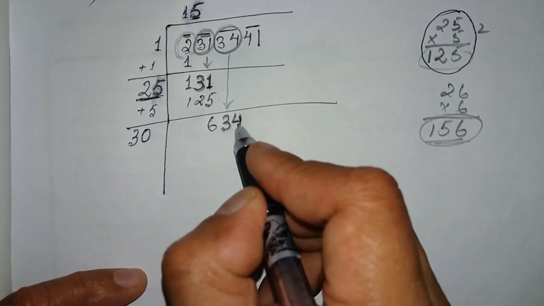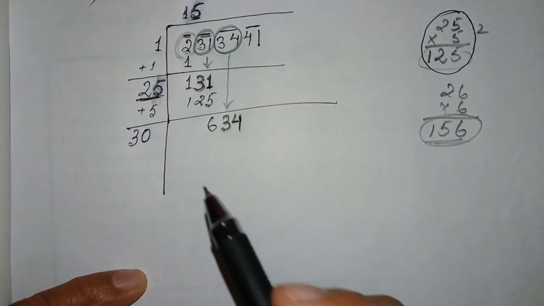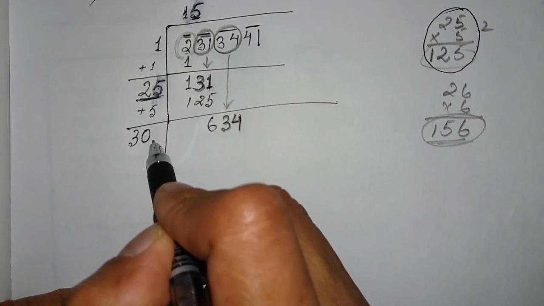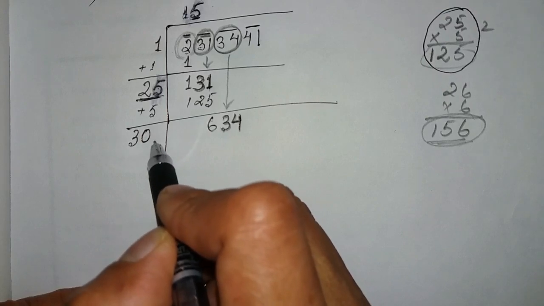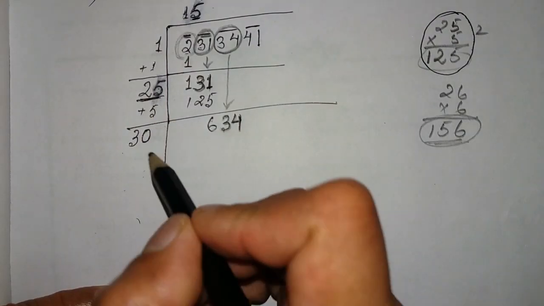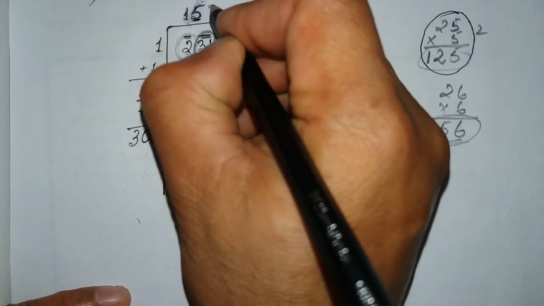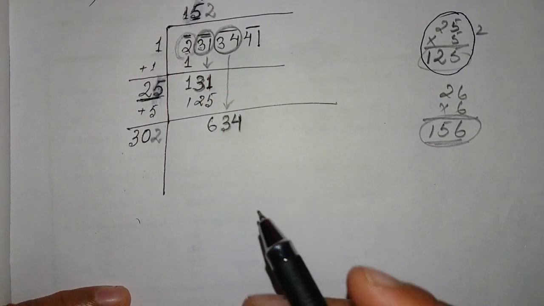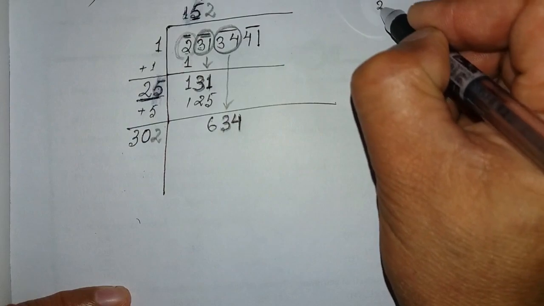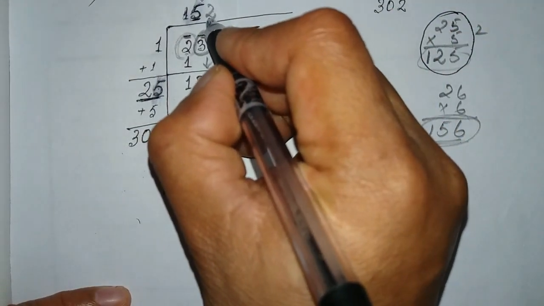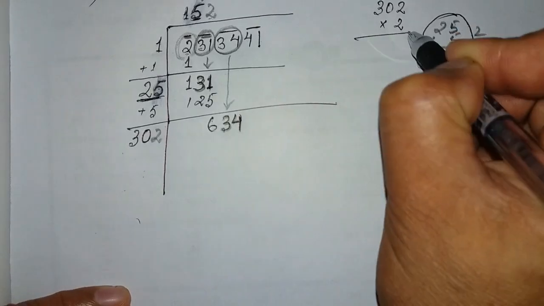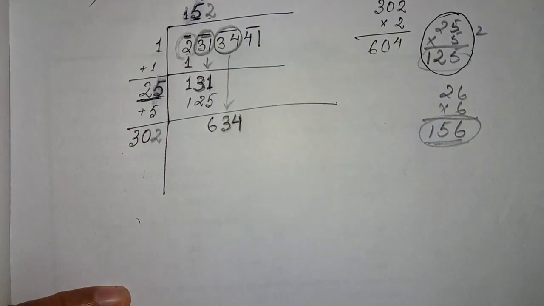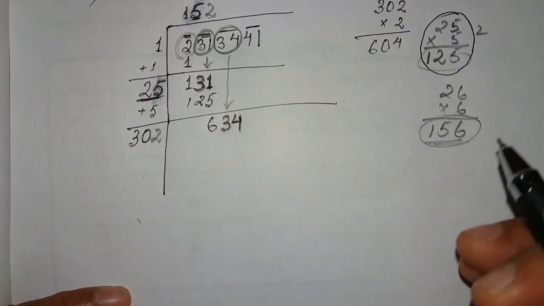So here 34, so we have 634. Now again we have to think and try to find out what number to write here. Let's try with 2. If this is 2, then this must also be 2. So 302 into 2: 2 2s are 4, 2 0s are 0, 2 3s are 6. Now we have 604. So this must be the right number.